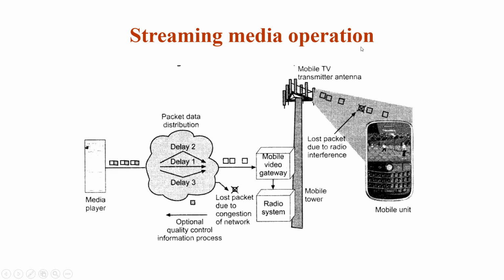Streaming media operations. The media player is there, and this is the packet data distribution, where you are having some delays in this network. Suppose particular data is lost, an optional quality control information process will be there. This packet data distribution will be given to the mobile video gateway, radio system, and then the mobile TV transmitter antenna. So, lost packets due to radio interference.